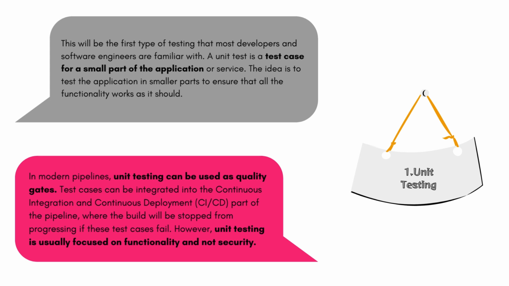In modern pipelines, unit testing can be used as quality gates. Test cases can be integrated into the continuous integration and continuous deployment part of the pipeline, where the build will be stopped from progressing if these test cases fail. However, unit testing is usually focused on functionality and not security.